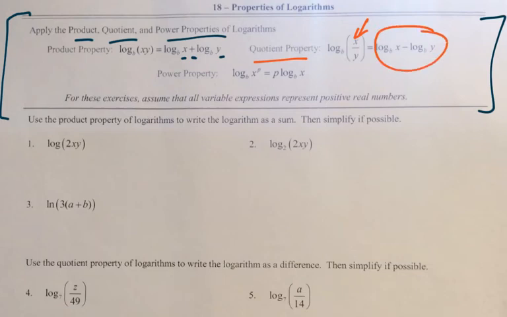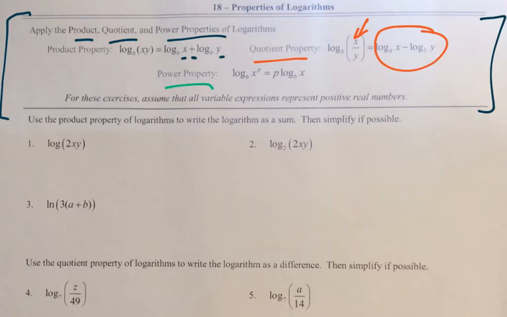And then lastly, we have the power property. The power property states that log base b of x to the p power is going to be equal to p log base b of x. So what that means is that I think of this as the exponent gets kicked out to be multiplied by the logarithm. That's not necessarily the most mathematical way to explain it, but that's always how I think of it.